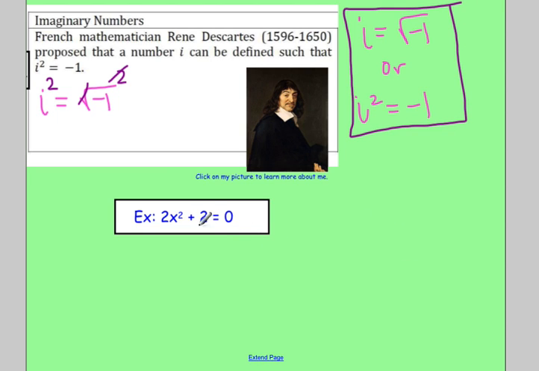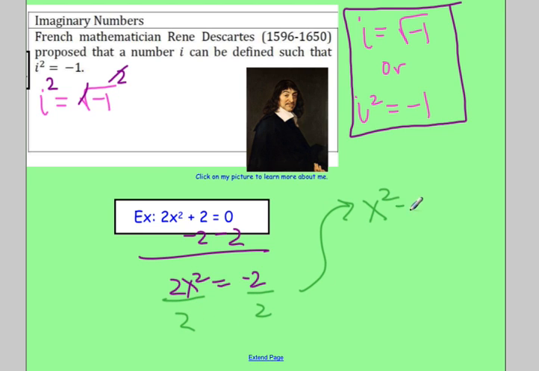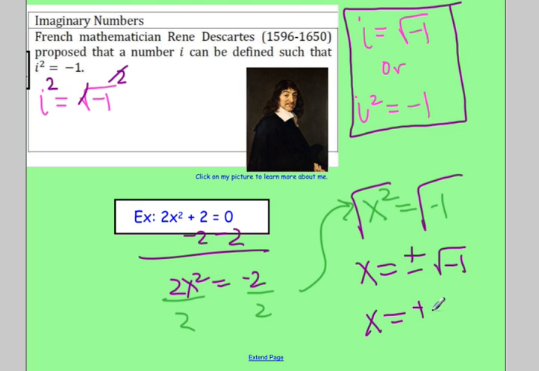So here's another example, okay? I can solve this one using the square root property because I have just a number and an x squared term. So I'm going to subtract 2. So I have 2x squared is equal to negative 2. I would divide both sides by 2. Now I have x squared is equal to negative 1. Then I go ahead and take the square root. So x is equal to, remember, two answers, plus or minus the square root of negative 1. And the square root of negative 1 is i. So my answer for this would be x is equal to plus or minus i.